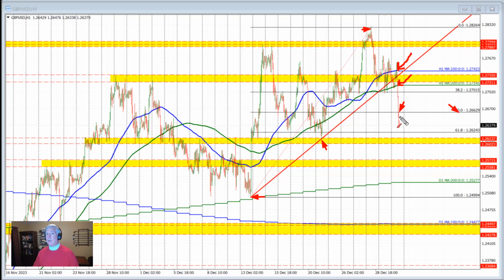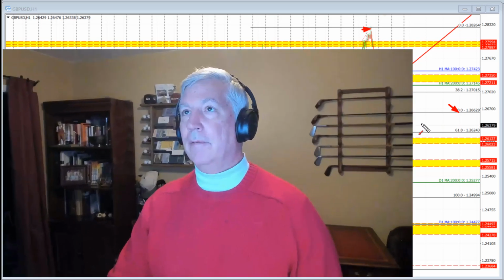Note here on this hourly bar how the price fell below that level, came up to it, then found willing sellers to go below that level. So there you have it.